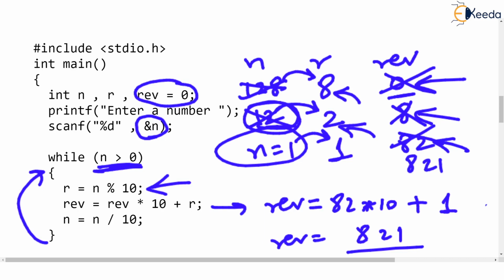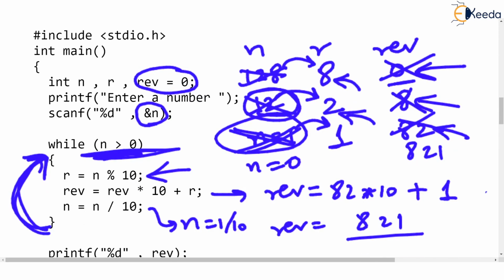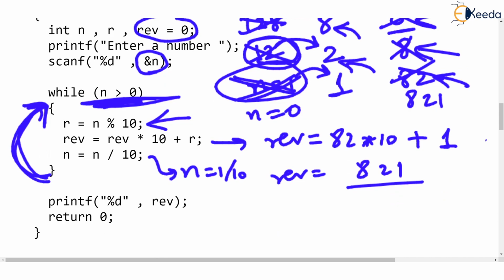And then n is equal to n by 10 will be n is equal to 1 by 10, and 1 by 10 is 0. So the new value of n is 0. Now tell me, if n becomes 0, this loop is going to break because n is no more greater than 0. We are sure that when the loop breaks, n is 0. But rev clearly gives us reverse of a number. Output of this will be 821 and the number entered was 128.